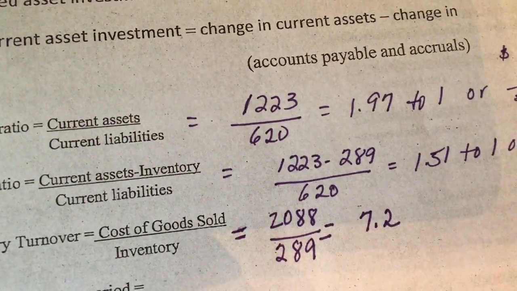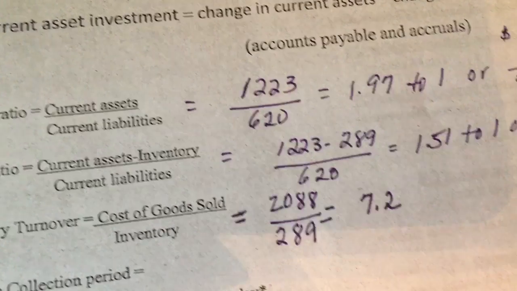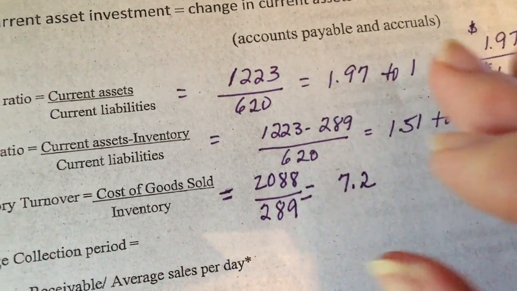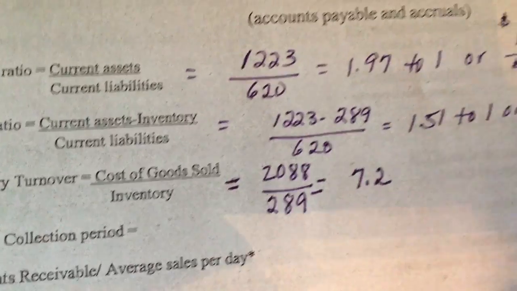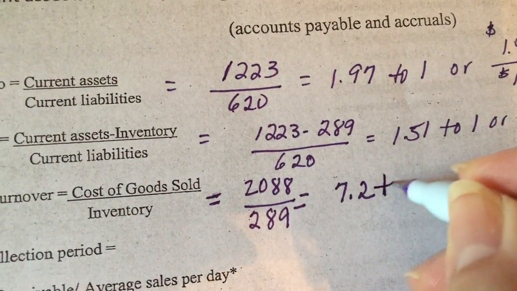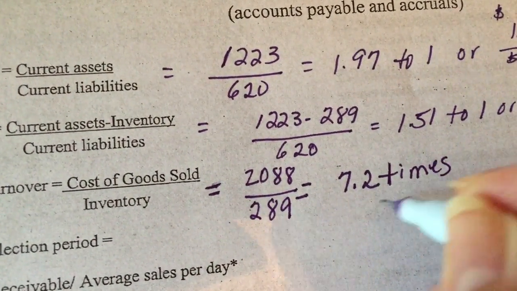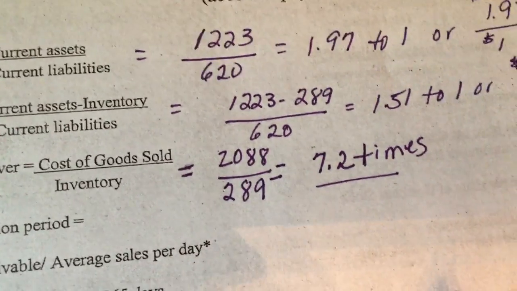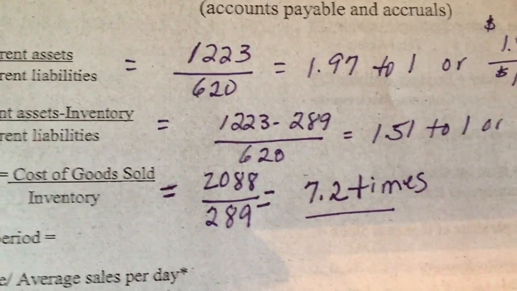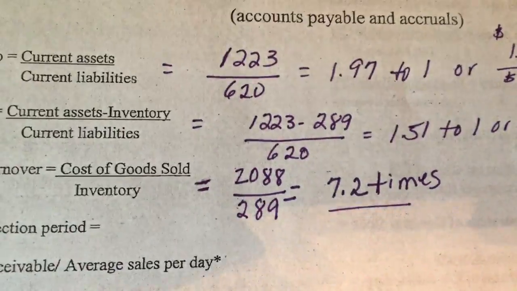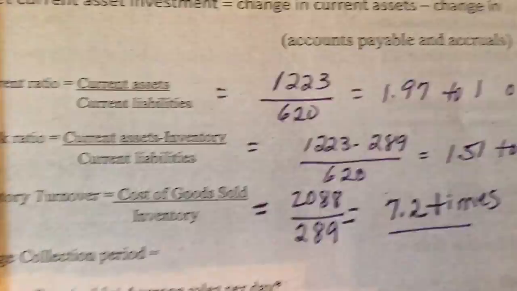7.2. Now, that means that we sell our inventory 7.2 times during the period. That's pretty good. Let's see if we have a benchmark for that.